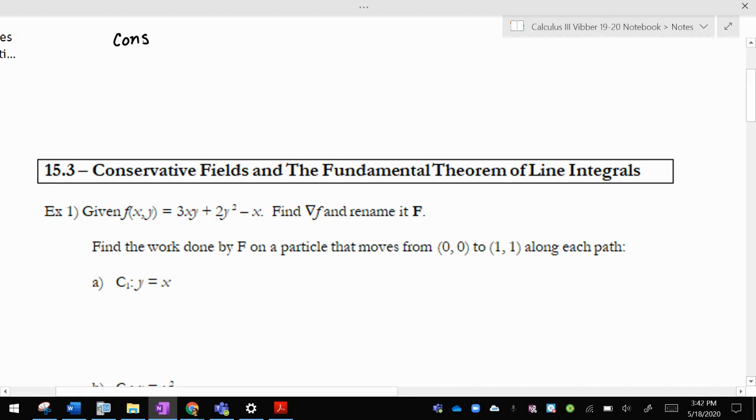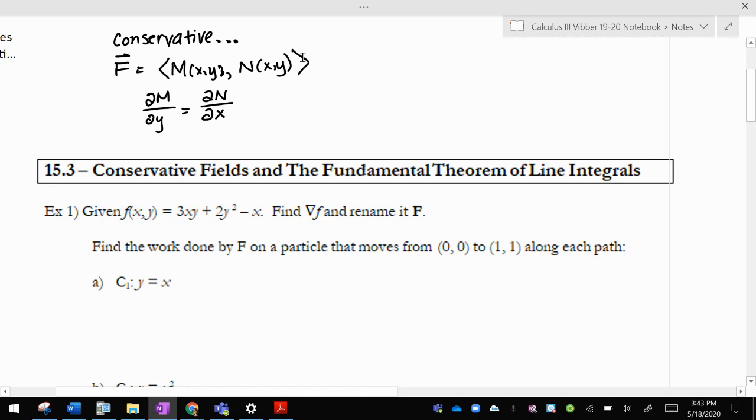I know that a field is conservative if a couple of things happen. If I define F as M of x, y, comma N of x, y, if the partial of M with respect to y equals the partial of N with respect to x, then that two-dimensional vector field is conservative. If the M de y equals the N de x.